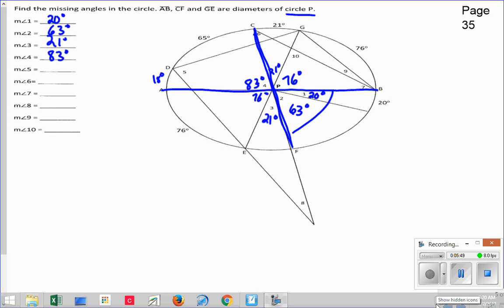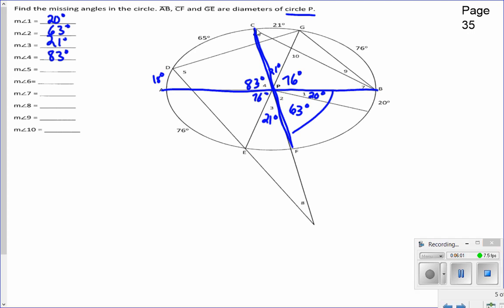All right, remember I said at the start of this that we should be on the lookout for inscribed angles. We've been doing central and vertical angles. Let's look for some inscribed. So I'm noticing angle 9 here. Angle 9 intercepts arc CG. And remember, inscribed angles have half the measure of the intercepted arc. So if I divide 21 in half, I'm going to get 10.5 degrees for angle 9.